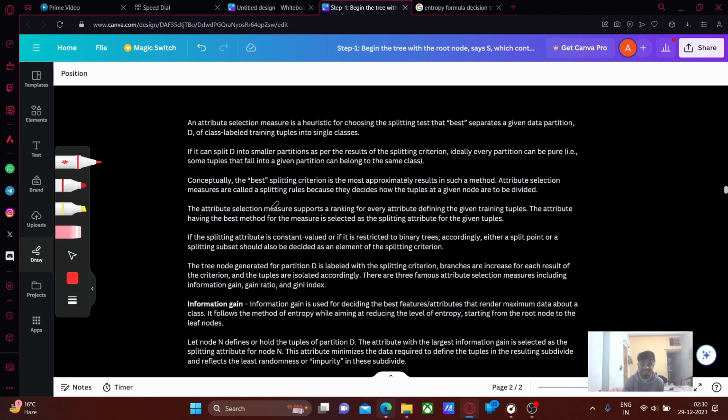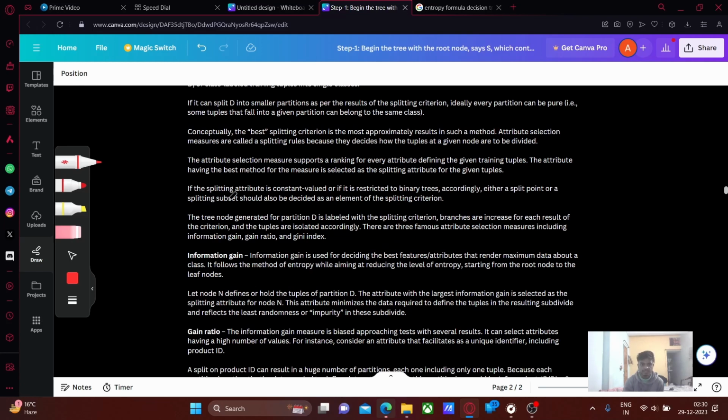Conceptually, the best splitting criterion is the one that most closely results in such a scenario. In such a method, attribute selection measures are called splitting rules because they decide how the tuples at a given node are to be divided. The attribute selection measure supports a ranking for every attribute describing the given training tuples. The attribute having the best score for the measure is selected as the splitting attribute for the given tuples.